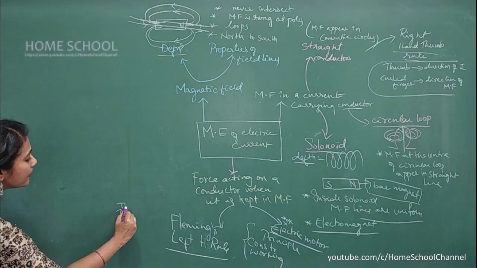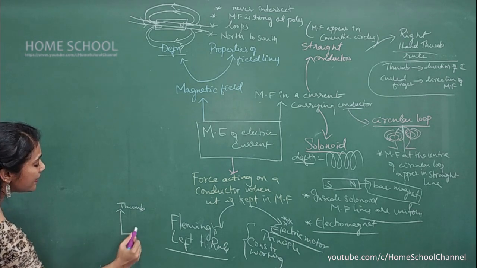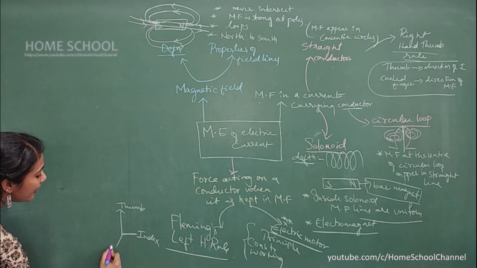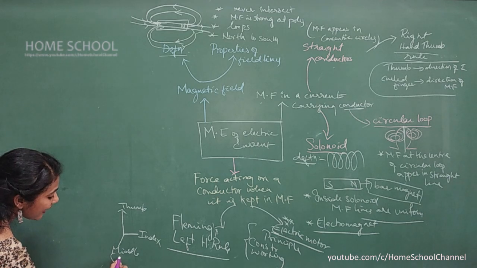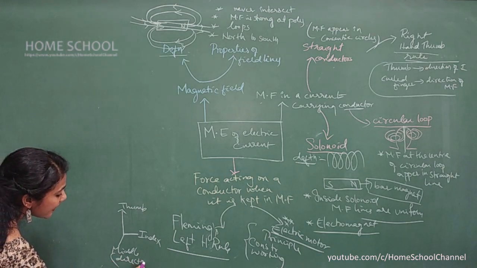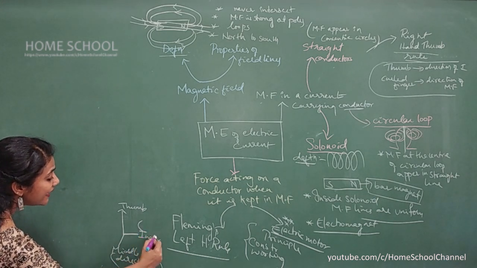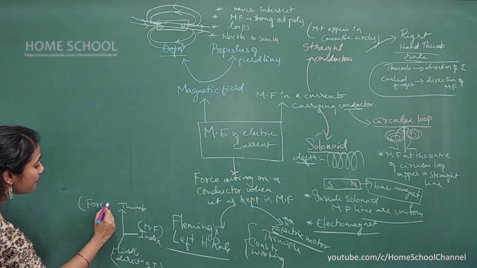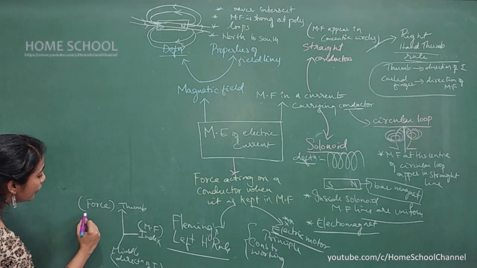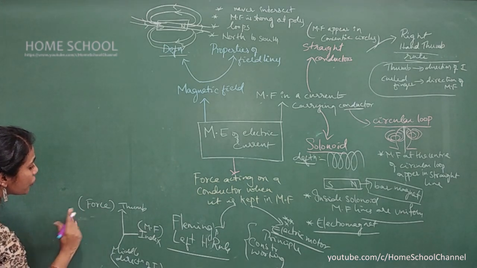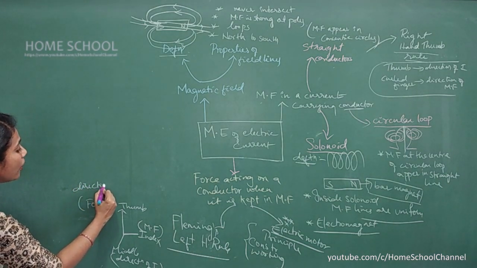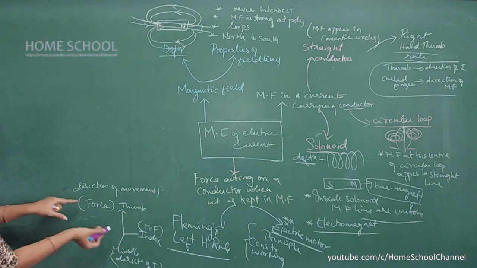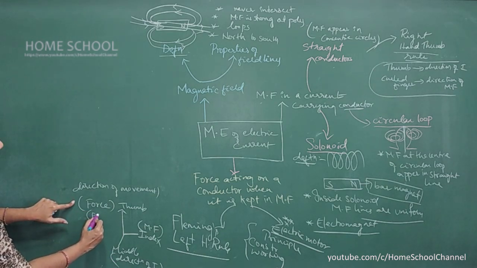If this is the thumb, and this is your index finger, and this is your middle finger, if the middle finger indicates the direction of current, the index finger indicates the direction of magnetic field, then the thumb will tell you the force experienced by the conductor, or the direction of movement of a conductor.